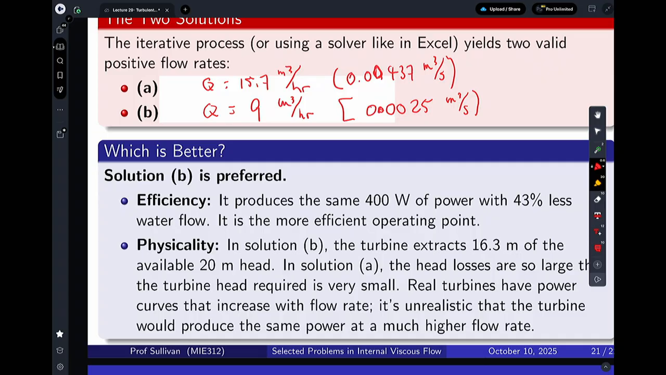So a secondary consideration when you design these sorts of systems would be that you'd have a power curve for that particular turbine. And you'd start to consider that as you design the system.